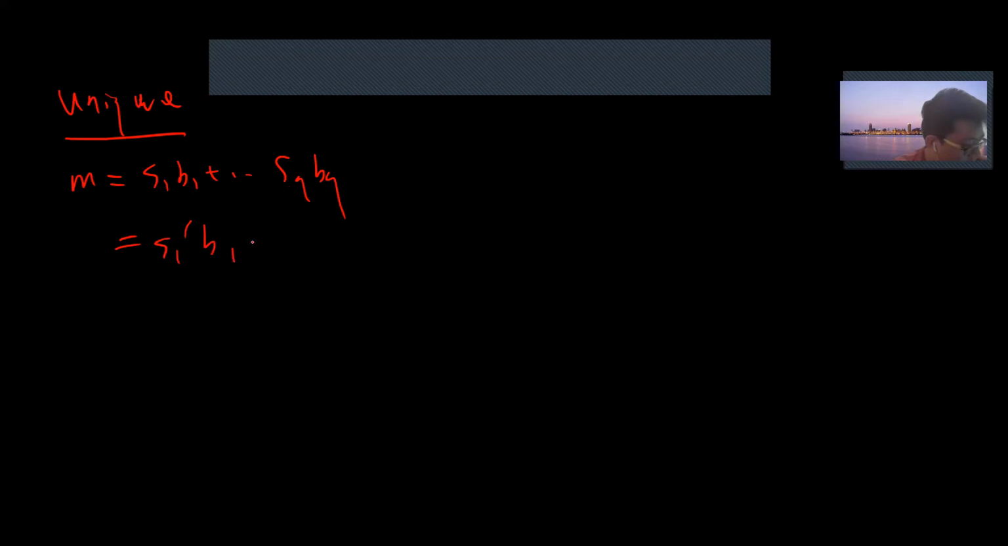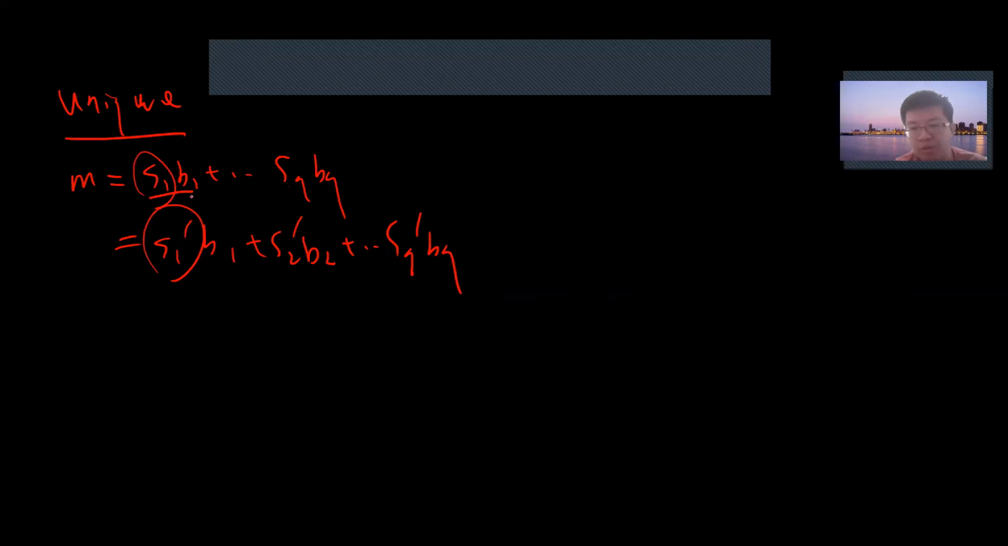Okay, so let me talk about what "unique" means. I'm saying that if you can write this one, so I'm not saying that this S1 up to SQ are unique. I'm saying that if one can write this S1 into another, let's say this one, I'm not saying that this S1 is the same as this S1 prime. Unique means that I can conclude S1 B1 will be the same as S1 prime B1.